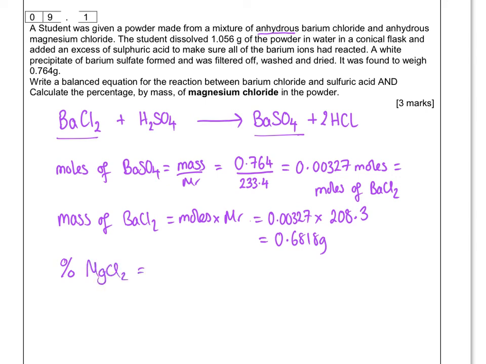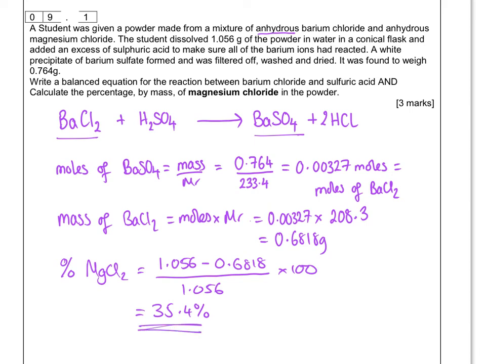So we're trying to work out the mass of magnesium chloride as a percentage. To work out the mass of magnesium chloride, we're going to take the original mass, take away the mass of the barium chloride, which we've worked out, and we want it as a percentage of the original. Well, that's the original mass, and then we're going to times it by 100. And that should give you 35.4% by mass. In terms of precision, we've got things to 3 significant figures, so our final answer should be to 3 significant figures.